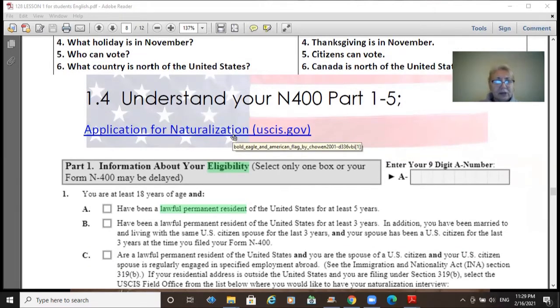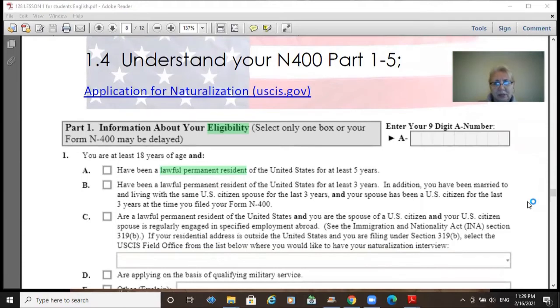I placed a link here for you where you can look at the application and you can download it. But I will also be showing you the parts themselves, so it would be more visual for you to see what parts we're covering and what kind of questions will be asked while going over these parts.